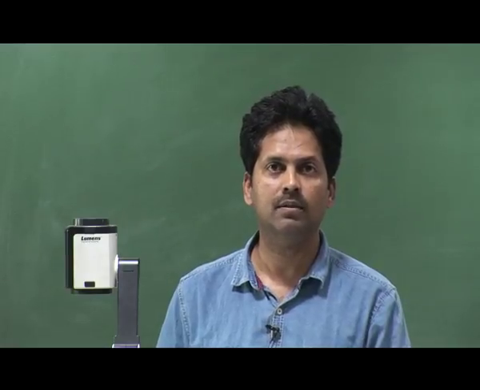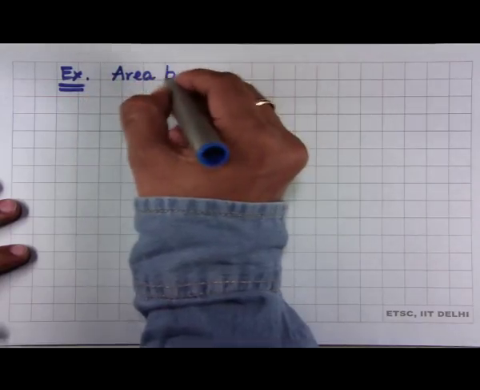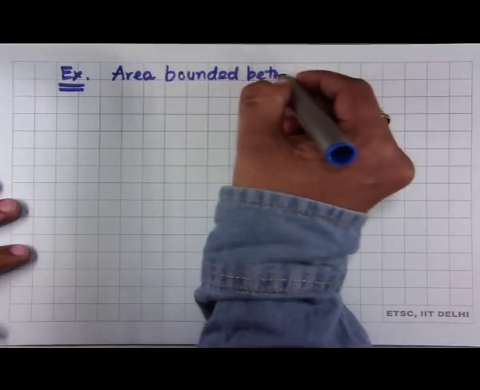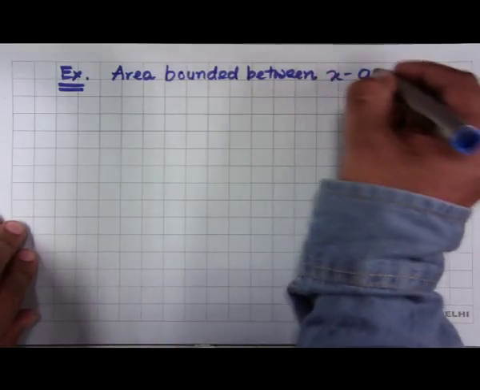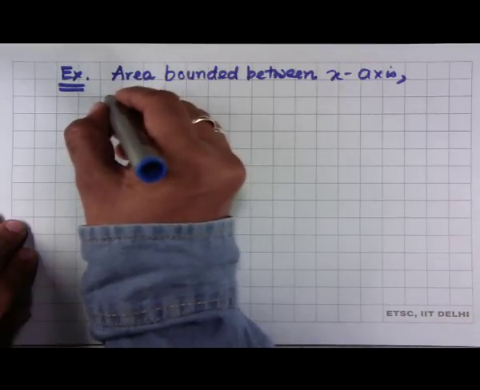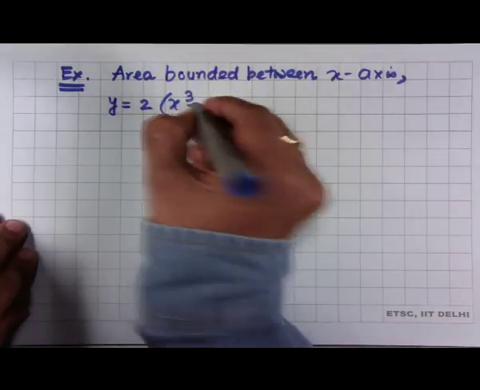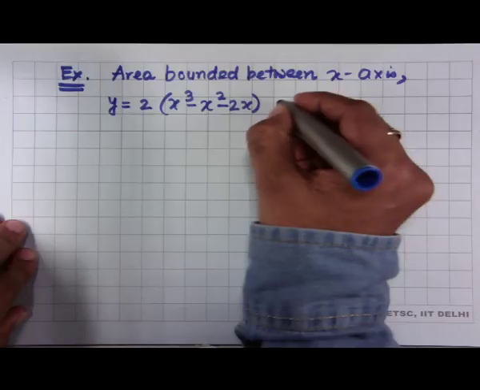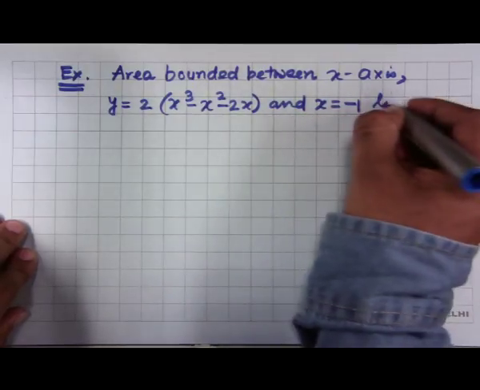Let us take another example. Compute the area bounded between the x axis, y equals 2x cube minus x square minus 2x, and x equals minus 1 to x equals 2.